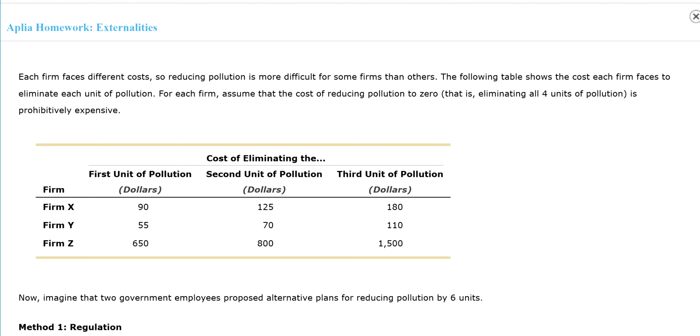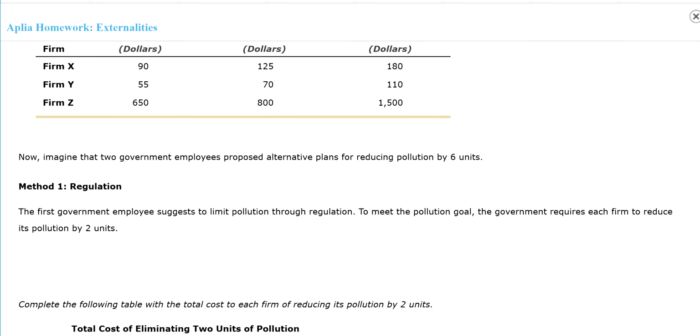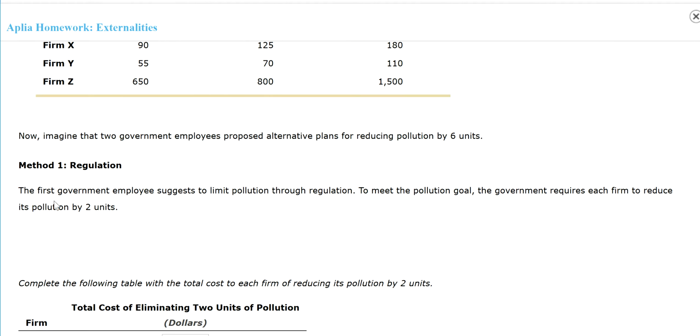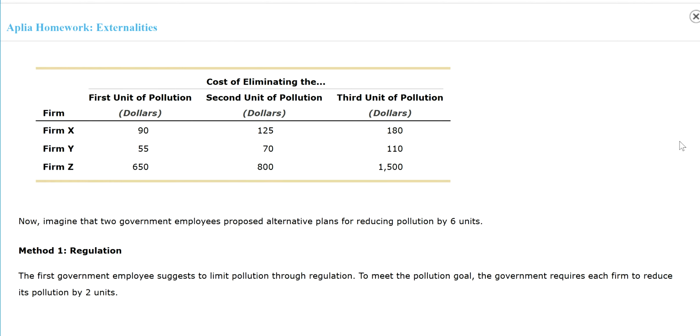Alright, so method 1. The first government employee suggests to limit pollution through regulation. To meet the pollution goal, government requires each firm to reduce pollution by 2 units. Alright, so 3 companies, different cost. For company X, to reduce the first unit, it will cost them $90. Second one $25, and third one $80, and then Y is $55, $70, $110, and so on.